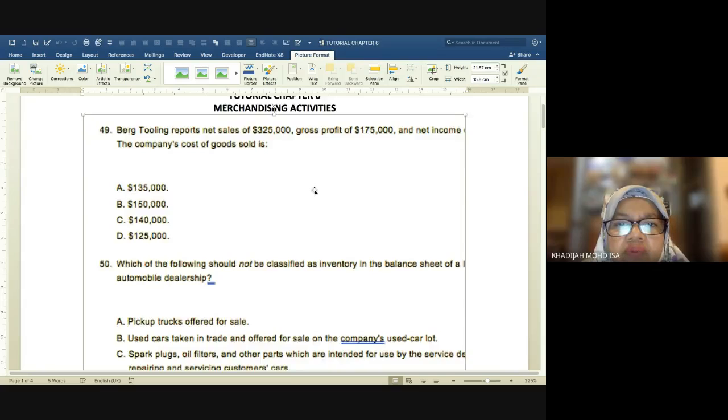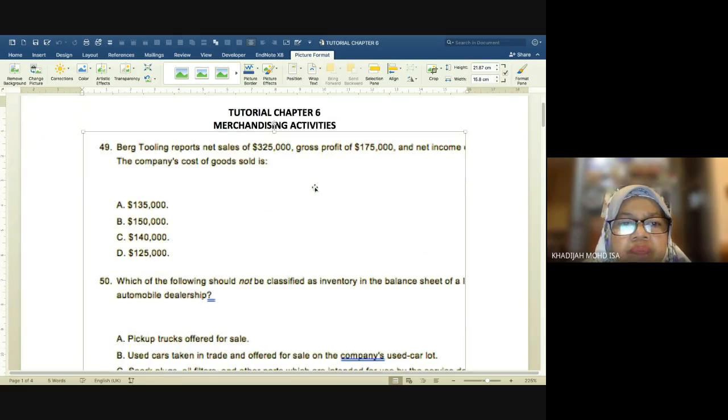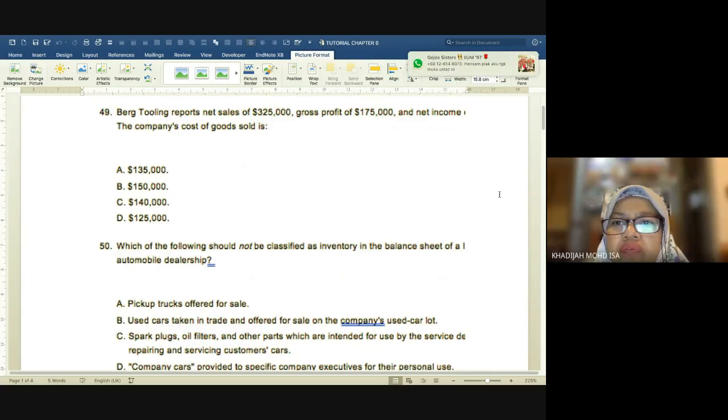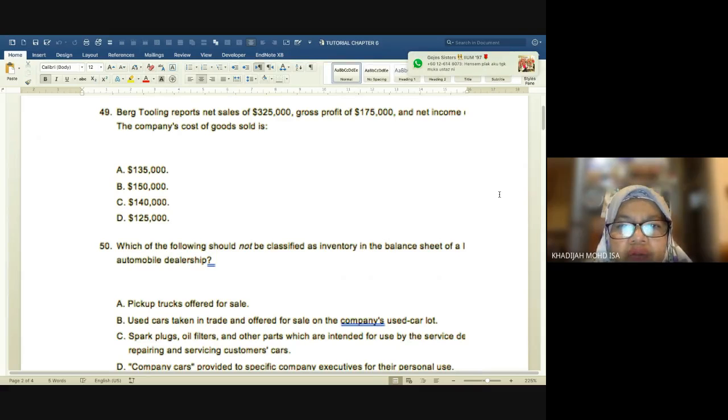Bank bulk tooling, under merchandising activities. Bank bulk tooling reports net sales of 325,000, gross profit 175, and net income of something. What is that? You have sales 325, gross profit 175, net income of something.